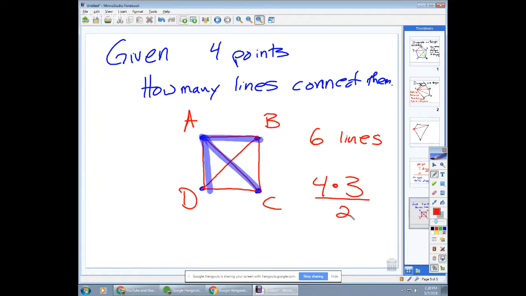So that's the formula way of coming up with the 6 instead of drawing the picture. And it turns out 4 is our n, and 3 is n minus 1. That's how many people each of us has to meet, or how many other vertices there are on the screen. But then we don't want to double count, so we divide by 2. Does that look more familiar?